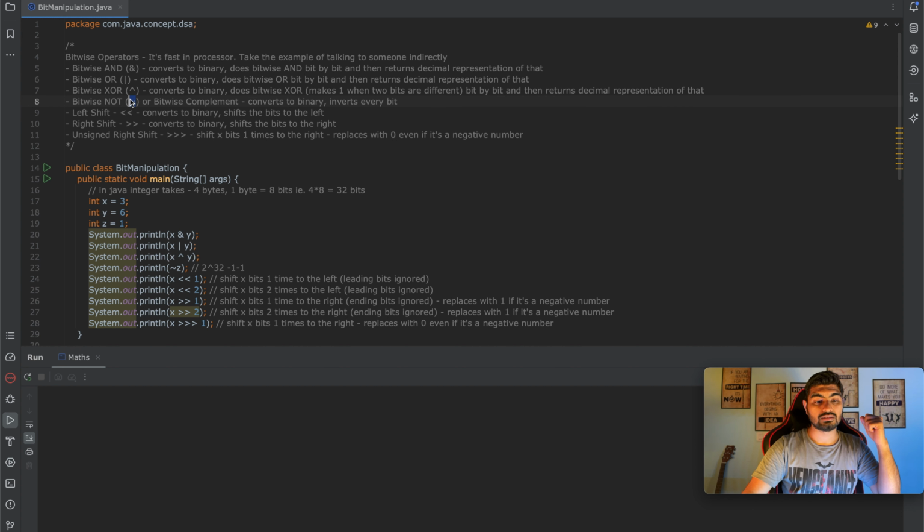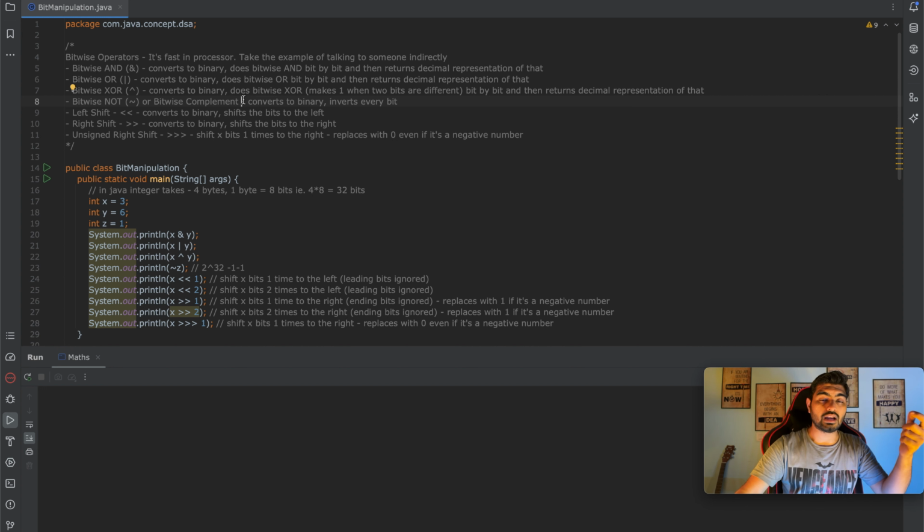Now the bitwise NOT operator, also known as bitwise complement. Let's say you have a number, like 3, 4, 2, whatever number you have, and you convert it to binary. Then the bits that you have for that number, it will just reverse them. If you have 0 in the number, in the reverse it will become 1. If you have 1 in the number, it will become 0. That reversal, we call it complement.